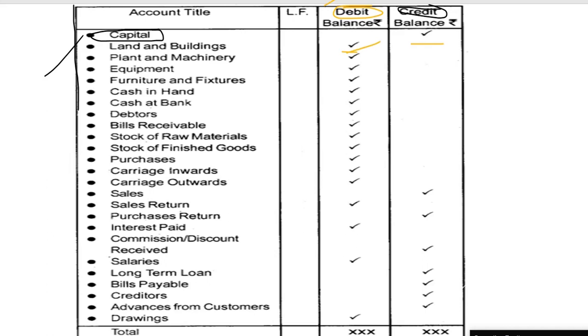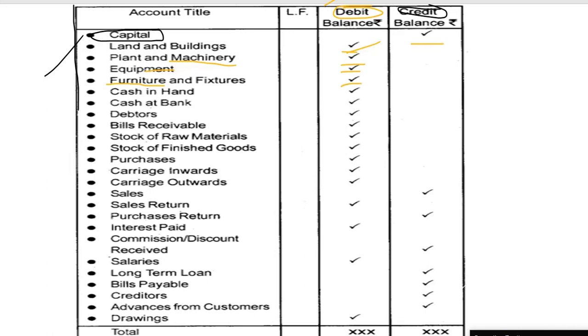And plant and machinery, by seeing the machinery you can say that we are going to buy it, so it comes under the debit. Equipment is also similar to machinery, so it also comes under the debit. Furniture, we are paying for the furniture and we are not getting anything in return, so furniture also comes under debit.